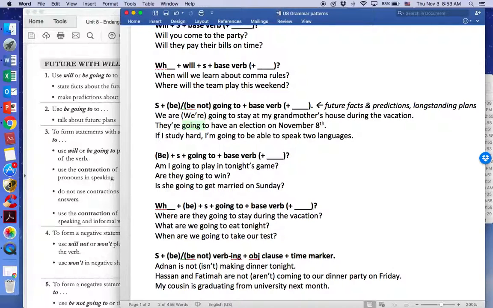So we have our subject, our be verb, going to, base verb, and then our object clause. If I study hard, well, that is an if clause followed by a comma. That's not important for our grammar right now, but I am going to be able to. So again, I'm or I am in more formal writing. Our subject, our be verb, going to, and then here we have be able to. Right? There's our base verb. Speak, be able to speak. All that together is acting as our base verb. Two languages, that's our object clause. Okay.